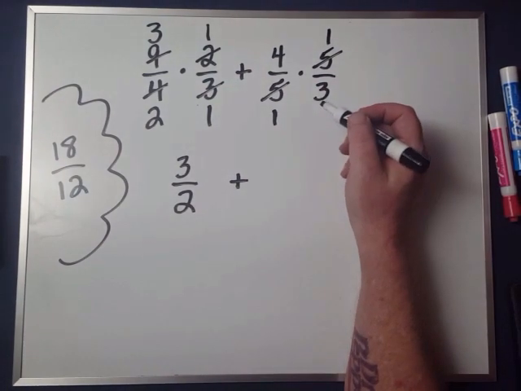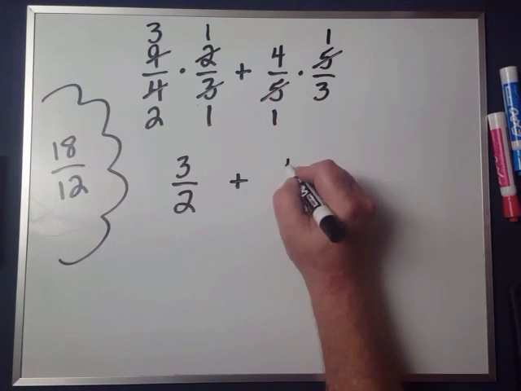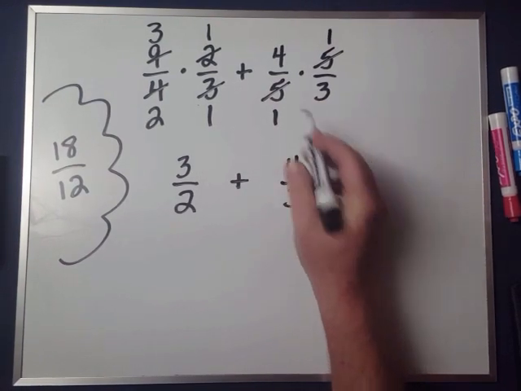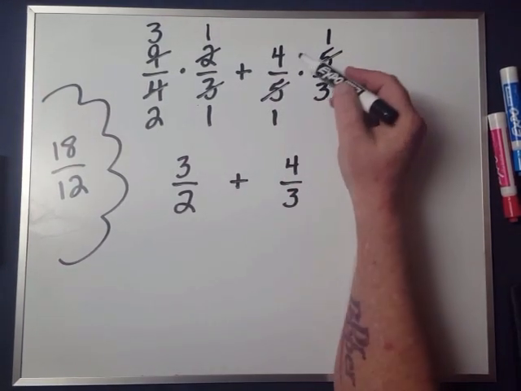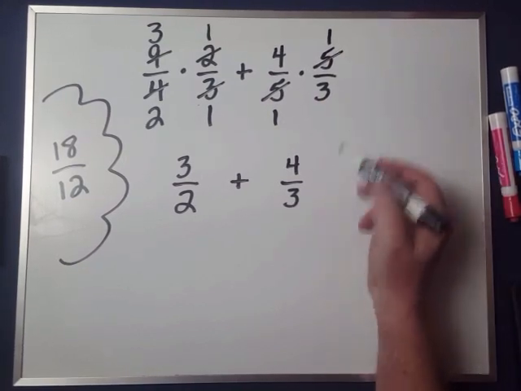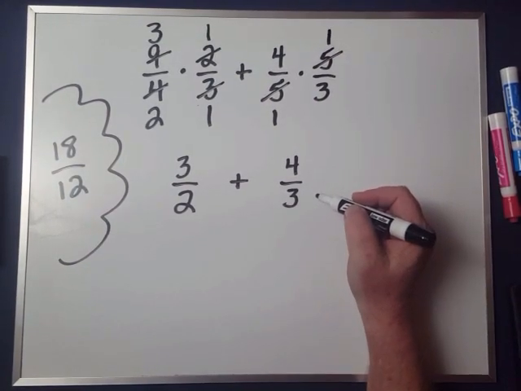If you did not write the 1s, then the only thing that survived was a 4 in the top and a 3 in the bottom. If you did write the 1s, multiply the tops. 4 times 1 is 4. Multiply the bottoms. 1 times 3 is 3.